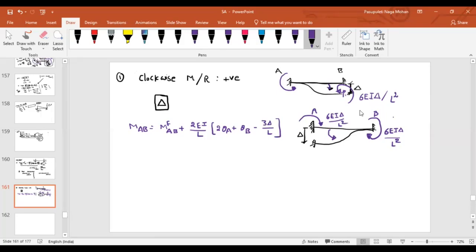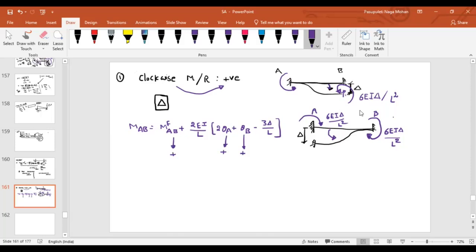Right? Now, what is the sign convention that we are taking? We are considering clockwise as positive, isn't it? If theta A is clockwise, we will consider it as positive. If theta B is clockwise, we will consider it as positive. If fixed end moments are clockwise, we will consider it as positive.